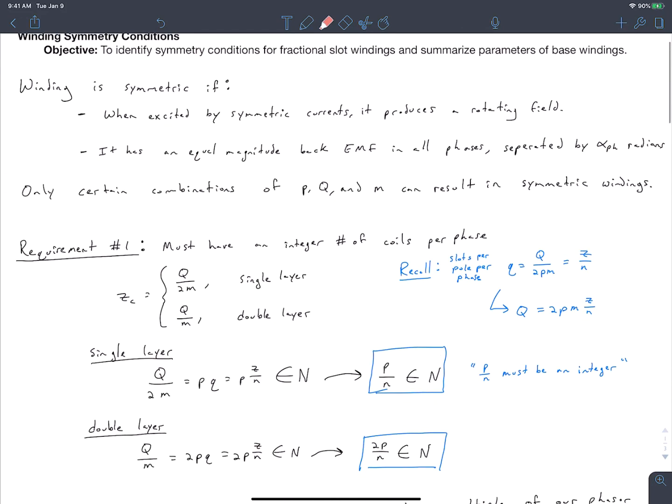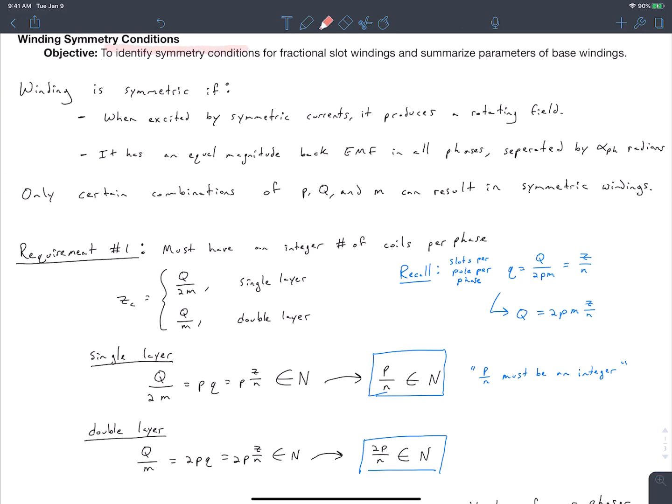So that was the first part of our video, which was identifying symmetry conditions for fractional slot windings. The second part of our video is going back to talk about base windings and summarizing some important parameters of base windings.